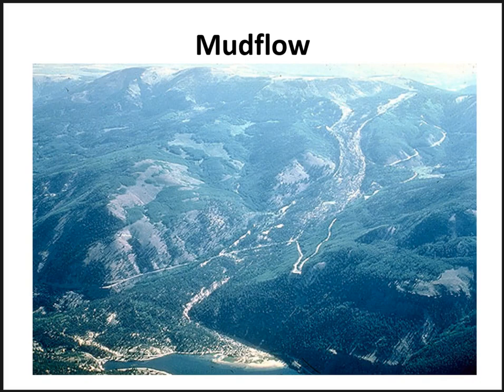So here's a mud flow in the San Juan Mountains in Colorado. You can see it starts way up the mountain and flows on down. And you can see it's going down these established drainage patterns, large drainage patterns in this case.